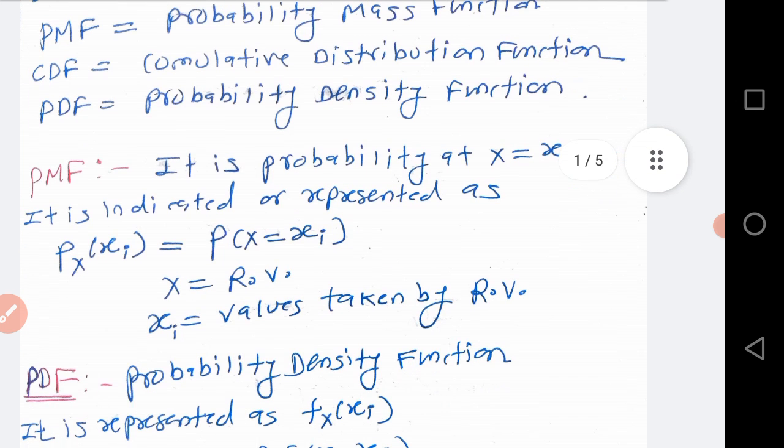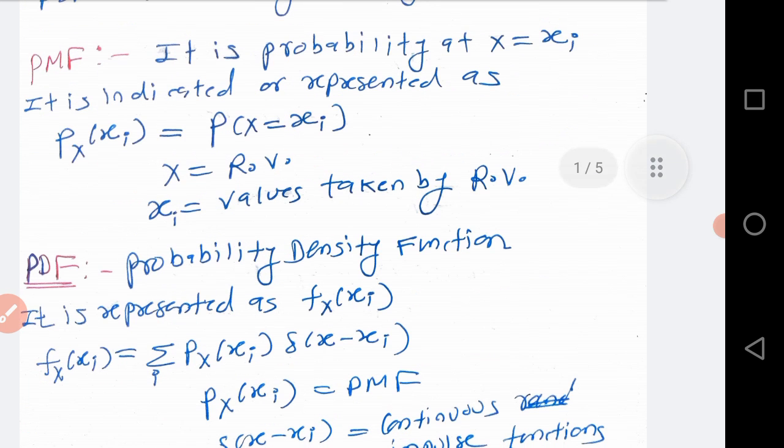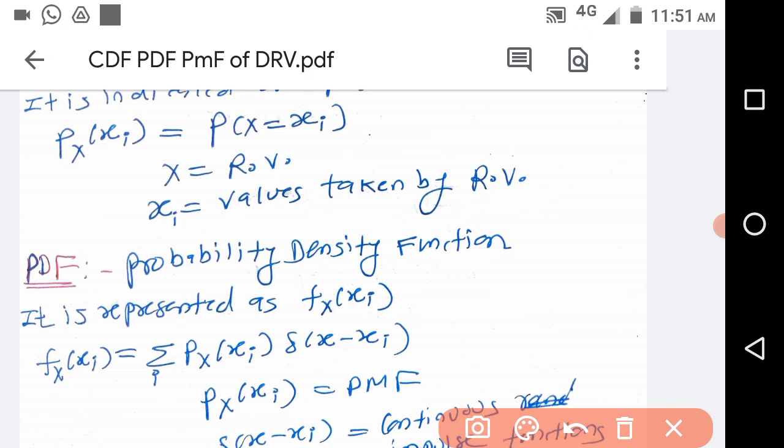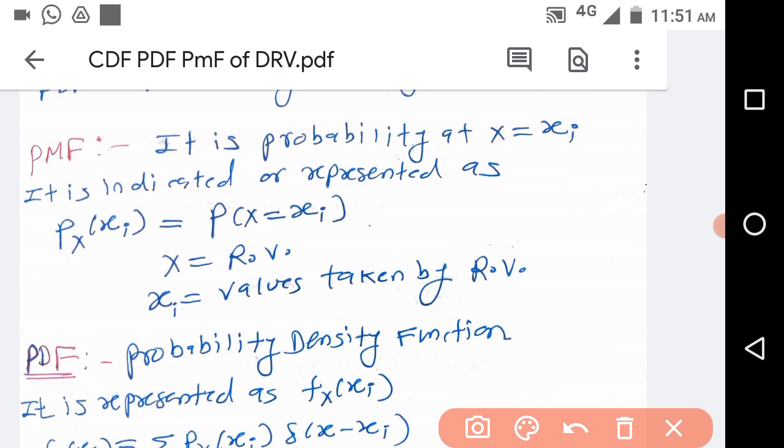So let us define PMF. In case of the continuous, PMF is not defined. PMF is defined for the discrete case only. PMF is the probability at one sample point or probability at a particular sample value. So it is the probability at X equal to xi. The notation is P_X(xi). X is the random variable, xi is the value taken by the random variable. It is the probability X equal to xi.